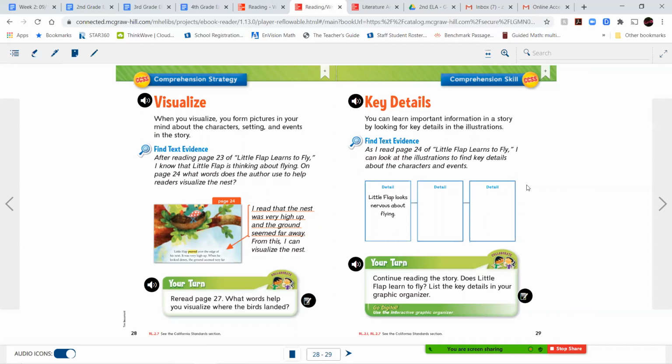So when we're talking about text evidence, what we're doing is we're looking for things that give us ideas about our answers. We're trying to find the answers from the words or the pictures in the story. So the text is the story. If we're looking for evidence, you're looking for clues. So you're looking for clues in the book to answer the questions or to help you visualize or imagine what's going on in your story.